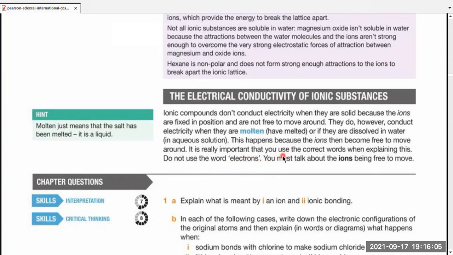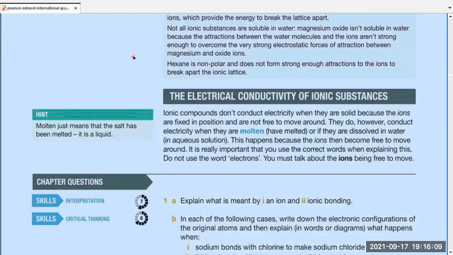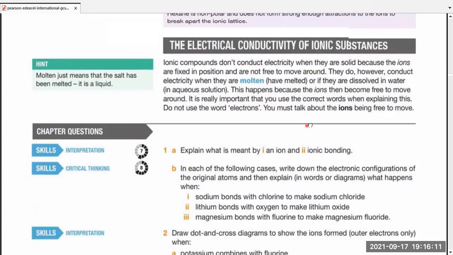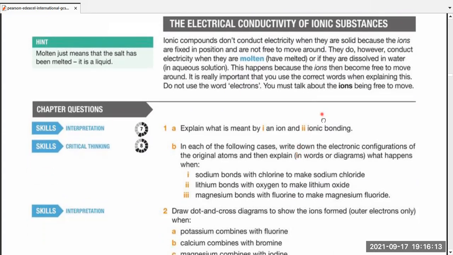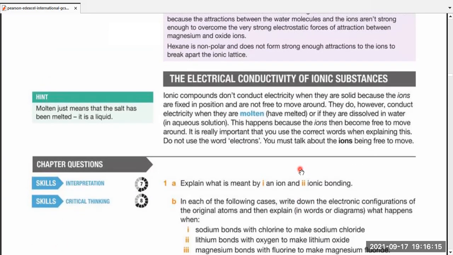Molten means the salt has been melted and converted into a liquid. Liquid means free flow. Free flow means ions can flow, carry the current, and hence become good electrical conductors. So yeah, summarizing it up, in solid state they do not conduct electricity. However, they do conduct electricity when molten or when dissolved in water in aqueous solution.